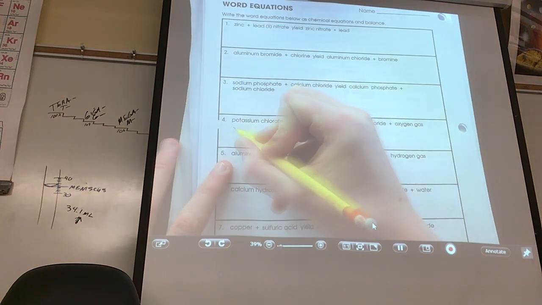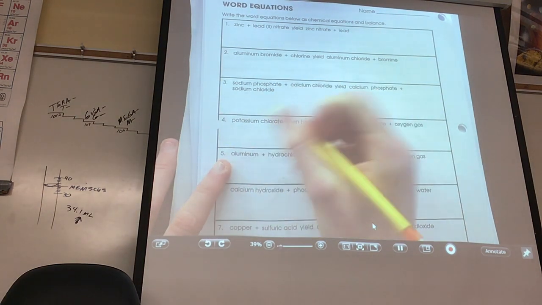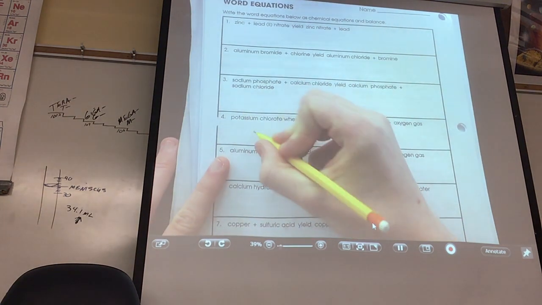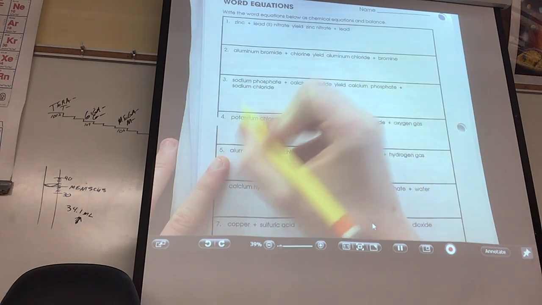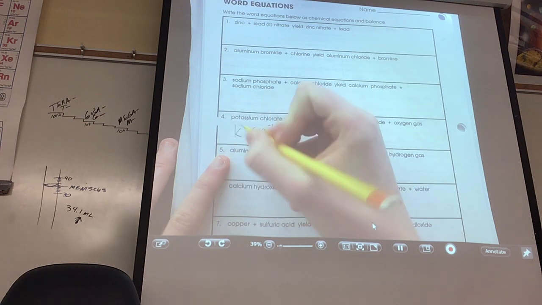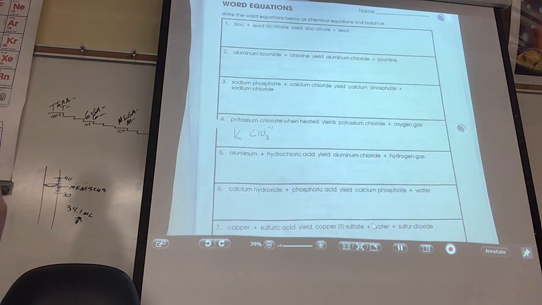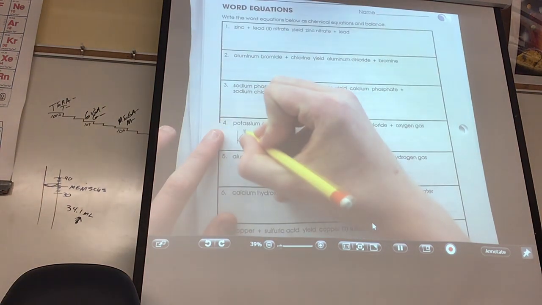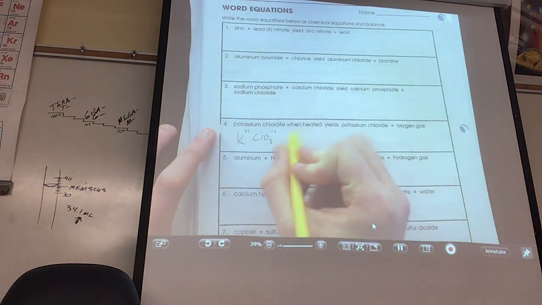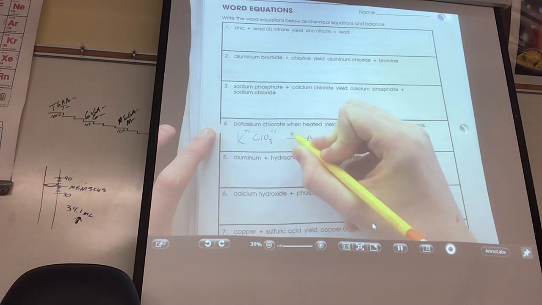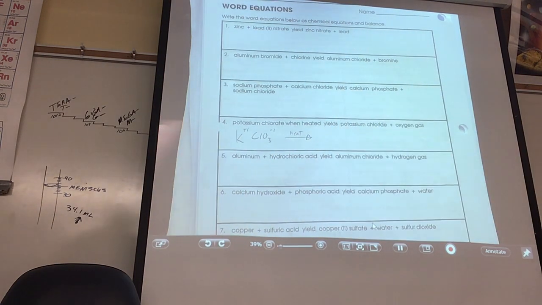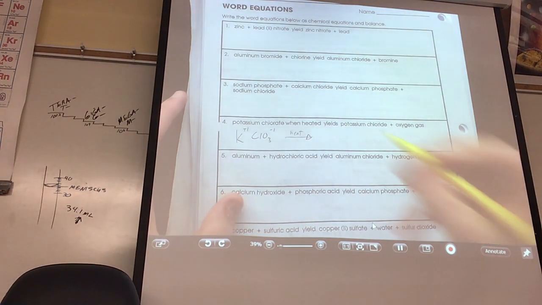So first of all, chlorate is a polyatomic ion. Excellent. So it's ClO3 and it's -1. Potassium is K, and I believe it is always +1. Okay. So that's 1. And then when heated yields, so yields through heat, so we can write heat. Okay. Potassium chloride plus oxygen gas.